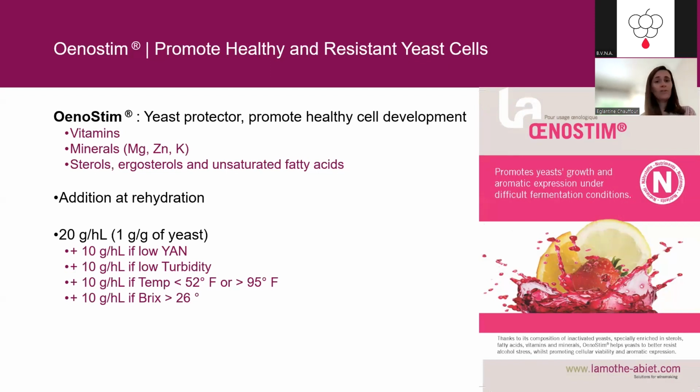We recommend to use 20 grams per hectoliter, but in fact, it's 1 gram per gram of yeast. So if you do inoculate at 40 grams per hectoliter, we would say use 40. Then if you are talking about very low YAN, so higher stress for the yeast, we're going to add 10 grams per hectoliter more.